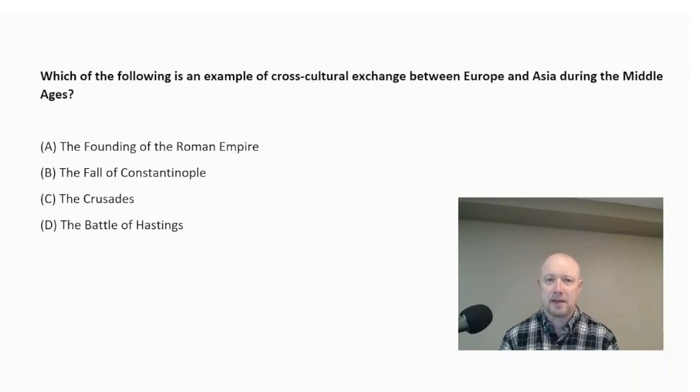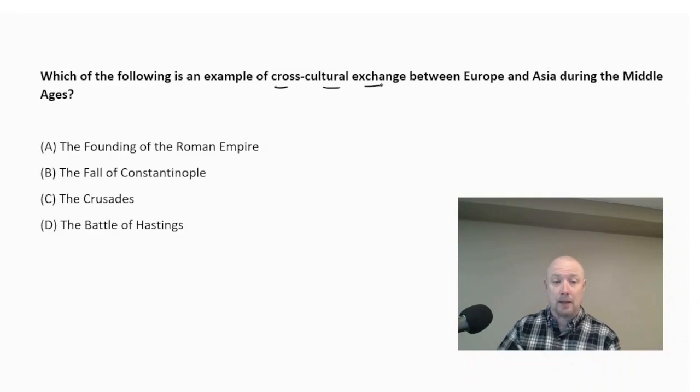Which of the following is an example of cross-cultural exchange between Europe and Asia during the Middle Ages? Is it A, the founding of the Roman Empire? Is it B, the fall of Constantinople? Is it C, the Crusades? Or is it D, the Battle of Hastings? So when we look for cross-cultural exchange, what we're looking for is the interaction between, let's say, Europeans and Asians at this point, the Middle Ages.